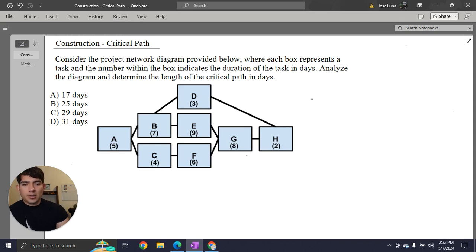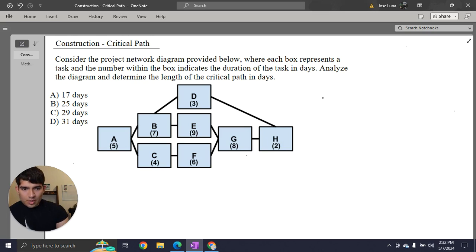path in days. So when you're given a problem like this, remember that the critical path is going to be the path that has the longest duration to get from the first task to the last task. So what we're going to do is analyze the different paths that we can get through this project network diagram, and we're going to see which one is the longest, and that's the critical path.